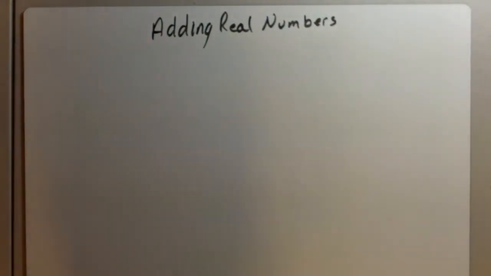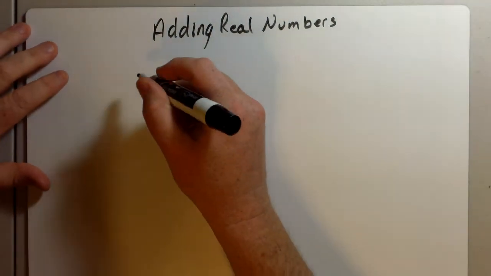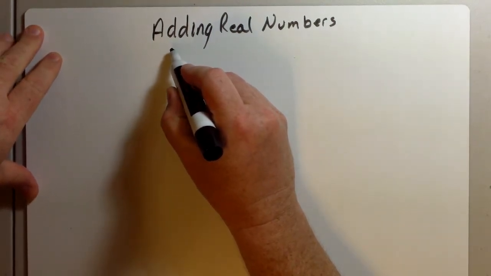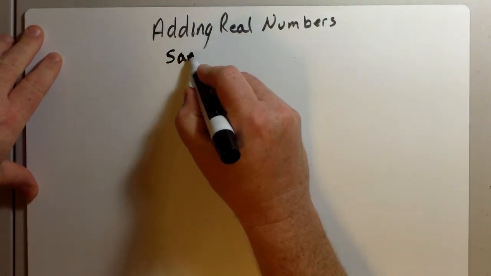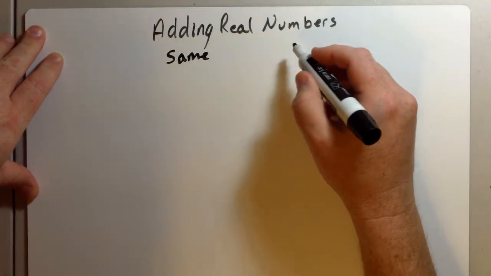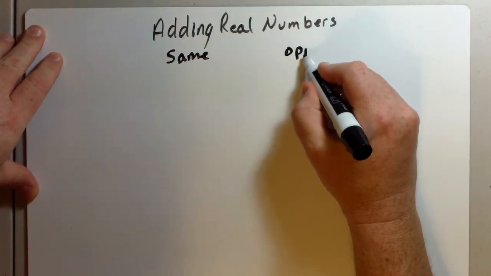In this video, we're going to talk about adding real numbers. Keep in mind that the rules you're going to see here work for any numbers, not just integers or whole numbers, but they also work for any rational numbers such as decimals or fractions. Now you come up with two possibilities here. You're going to add numbers that have the same signs or numbers that have opposite signs.